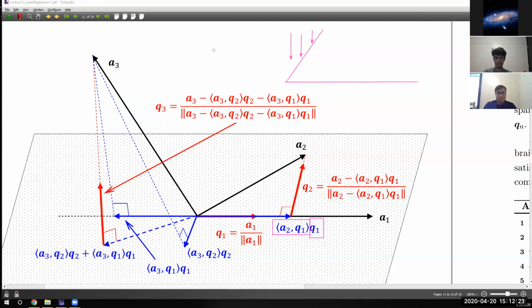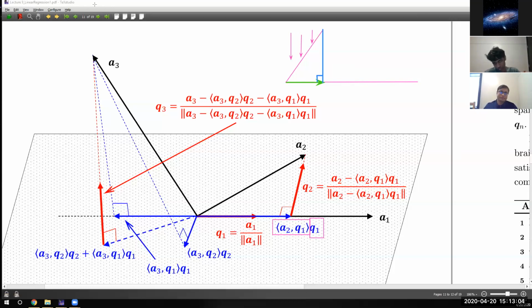Let me use another color, a green color. So we should have something like this, right? So this one must be orthogonal to this one. You know what I mean? Because this is the sun, sunlight this way, so this one must be 90 degrees. That's the reason why A2 minus this vector, this direction, must be perpendicular to Q1, okay?